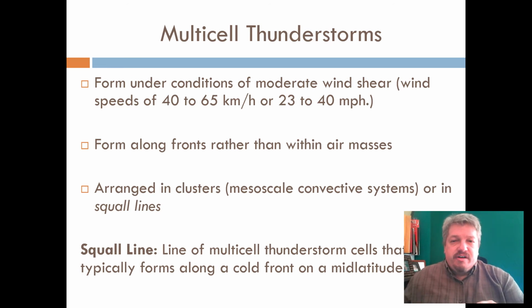Instead of an individual thunderstorm like a single cell, you get rows of them. And if you look at them on a map, you can actually see them like a line of thunderstorms. They call that a squall line. So let's take a look at the imagery.